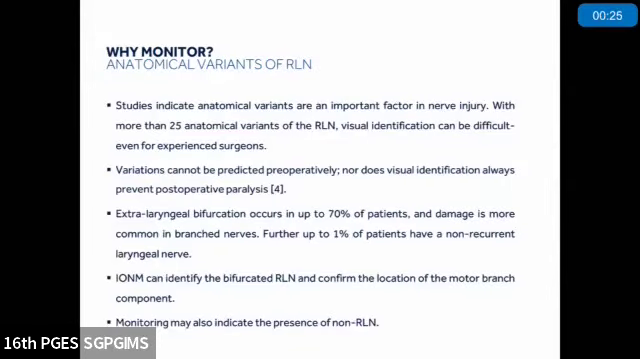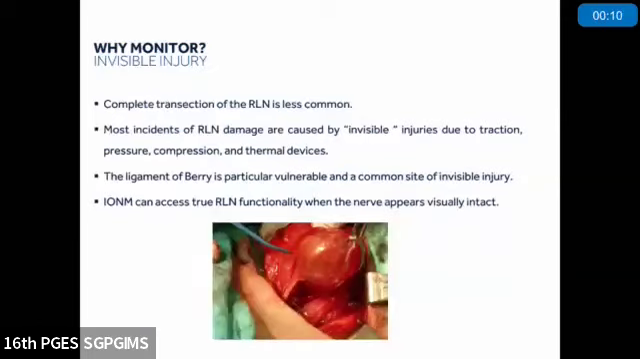Why do we need neuromonitoring? Because there are a lot of anatomical variations, and we need to be aware of them. And intraoperatively, unless you have an endotracheal tube in place and neuromonitoring in place, you will not be able to do monitoring. So all cases actually should be monitored rather than only high-risk or difficult cases. There are a lot of cases of invisible injury, as I mentioned, due to traction or thermal injury, and your IOM should be able to detect these lesions.